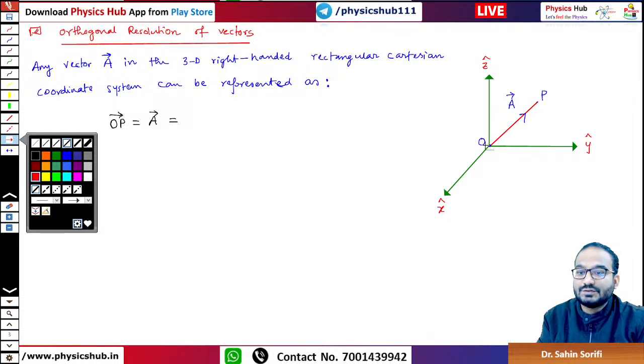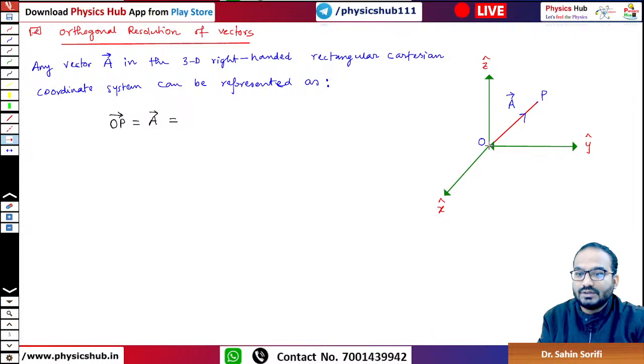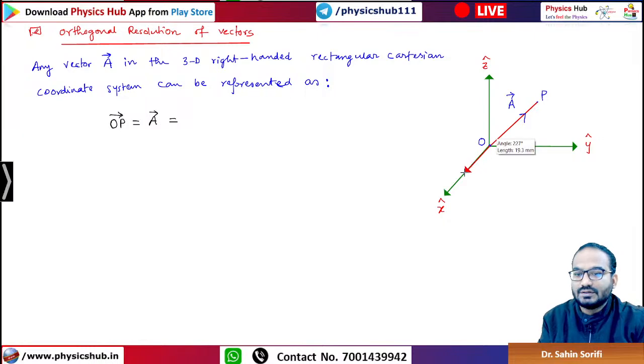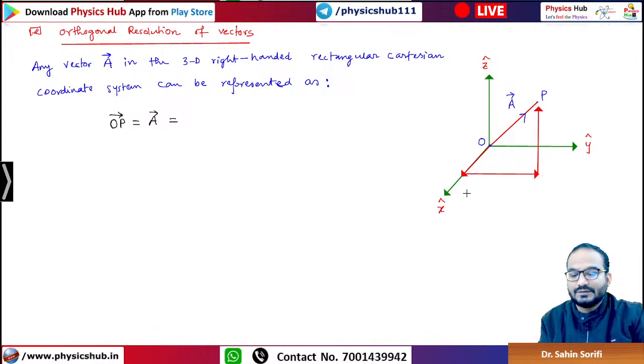If you want to reach this point P, what do we have to do? You have to first go along the x-axis, then along the y-axis, then along the z-axis. The amount you go along the x-axis is ax, along the y-axis is ay, and along the z-axis is az. Then you finally reach point P.